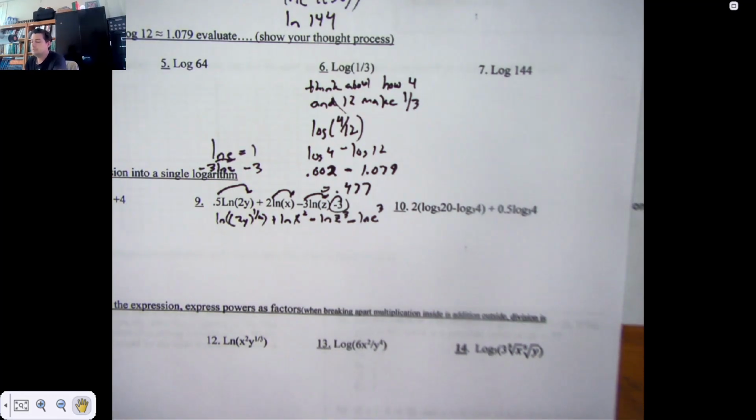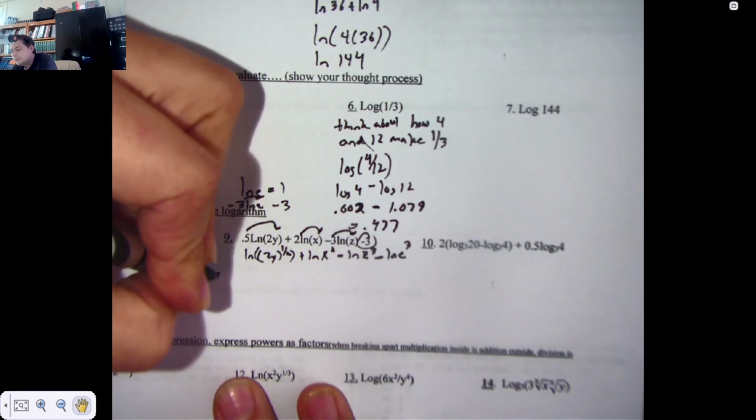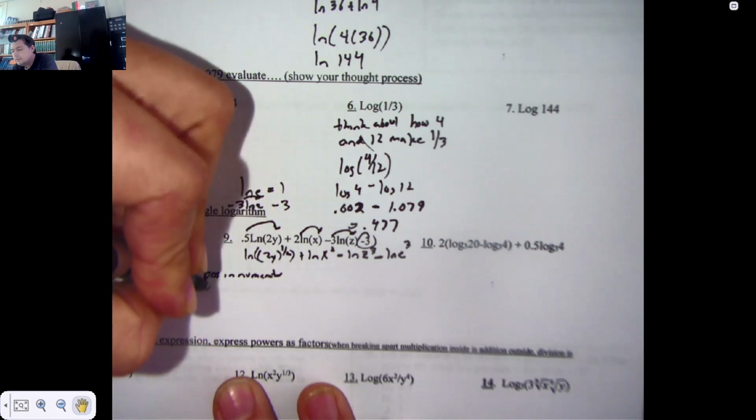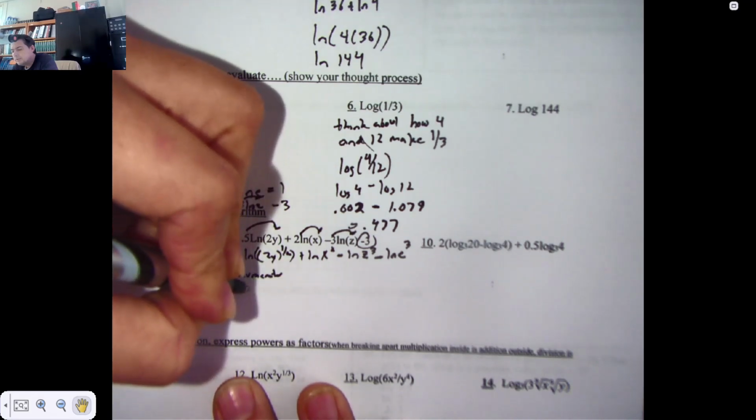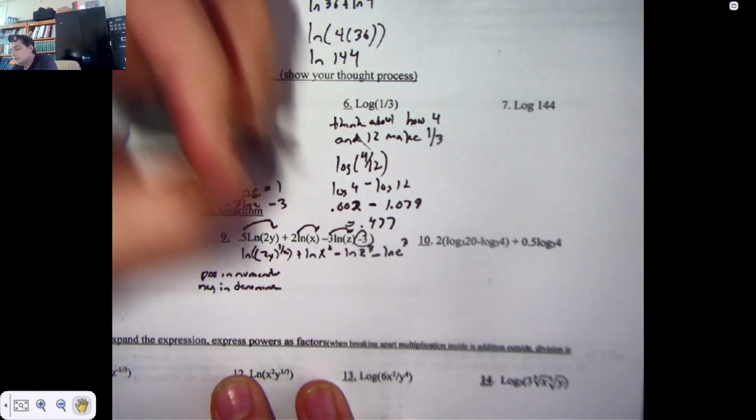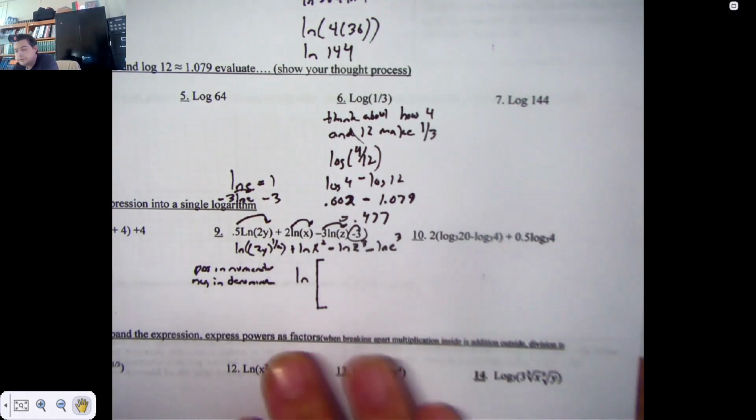Now we're in business. We can go ahead and we can do a full condensing here. Anything that's positive goes in the numerator. Anything that's negative goes in the denominator. Positive in numerator, negative in denominator. All right? I'm going to have a single natural log.